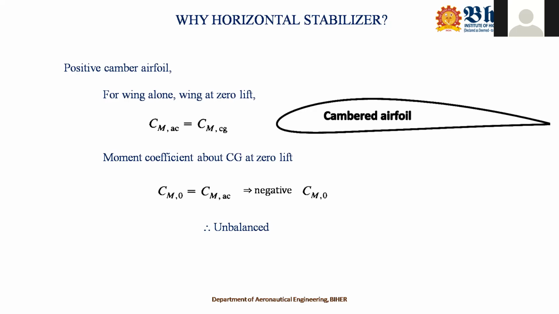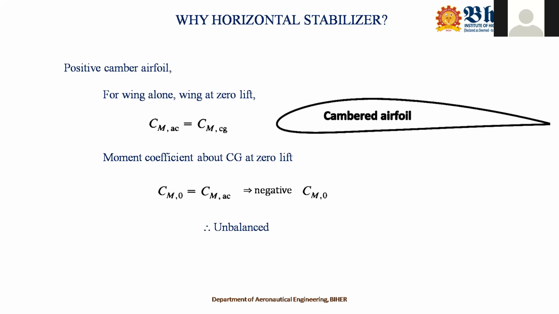So as far as your cambered airfoil, when you just go through the airfoil data of any cambered airfoil, the coefficient of moment about the aerodynamic center will be negative. And you just keep that in mind. So now for a wing alone condition, there is no horizontal stabilizer at all. So you're just planning to maintain the longitudinal static stability just with the wings. So for a wing alone condition, when the wing is set at a zero lift condition, you know that CMAC is equal to CMCG from the previous discussions. And when it is at zero lift, then CmCg is equal to Cm naught.